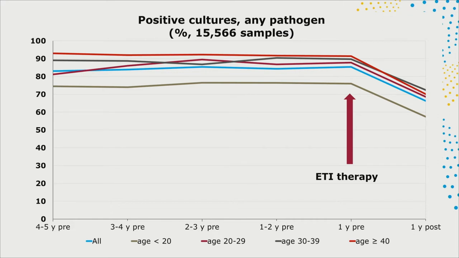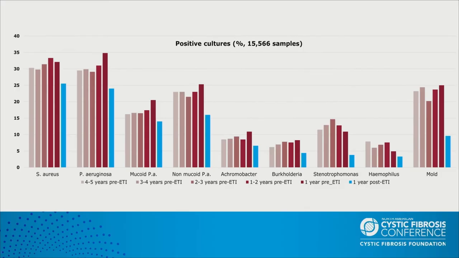As you can see, there's a smaller amount of the patients in the younger age group with culture positive samples, but there's a decline in all the age groups, even in the older patients with severe lung disease and a lot of positive cultures pre-ETI. This is an overview of the pathogen-specific cultures. As you can see, we have a little over 15,000 samples during the study period. These are the specific pathogens.